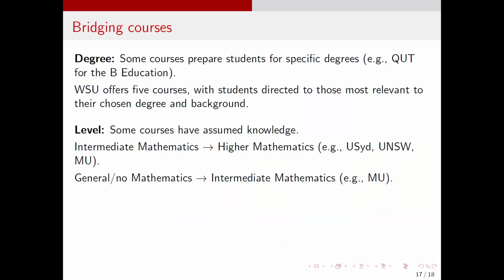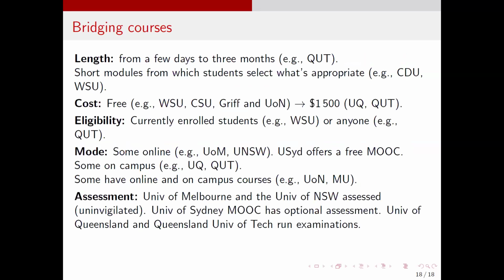The level. Some bridging courses have assumed knowledge. Some bridging courses are designed to take you from the intermediate level of mathematics up to higher level mathematics. Some start with students at the lowest level or no mathematics and take you up to intermediate mathematics. There's, again, pretty much everything. Length, a few days to 3 months. A few days, well, if you do just one of the short Western Sydney ones, it'll take you a couple of days.